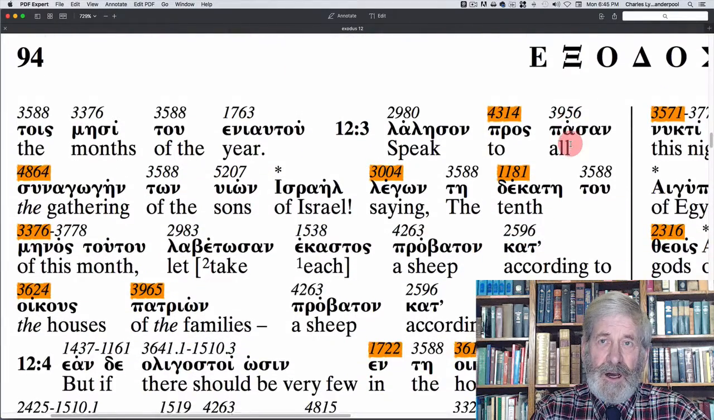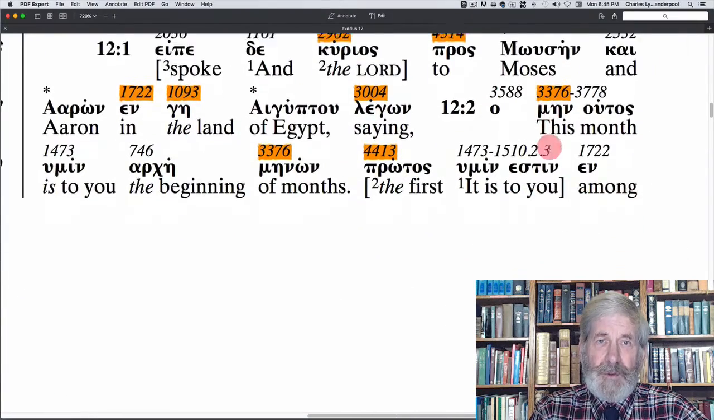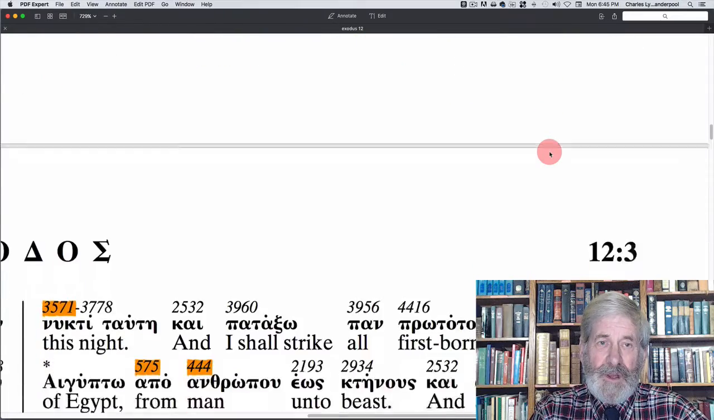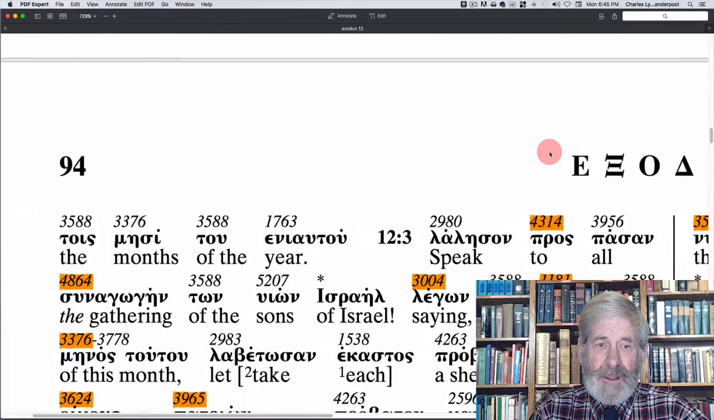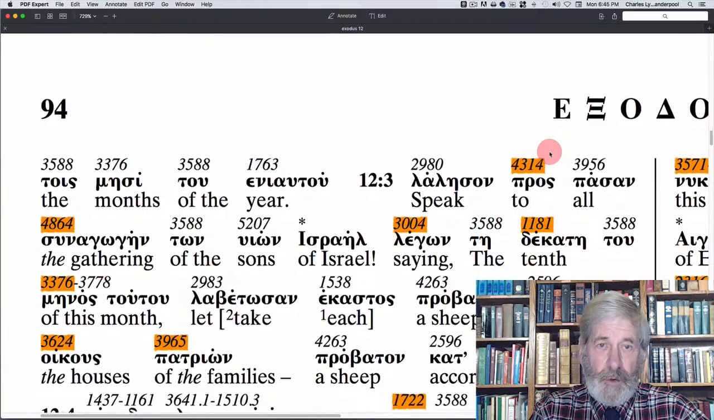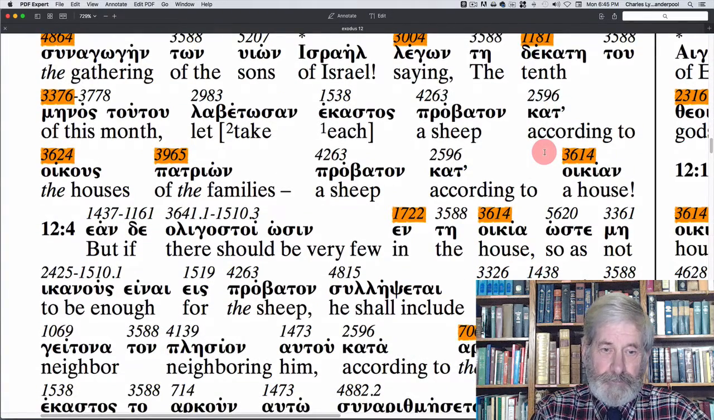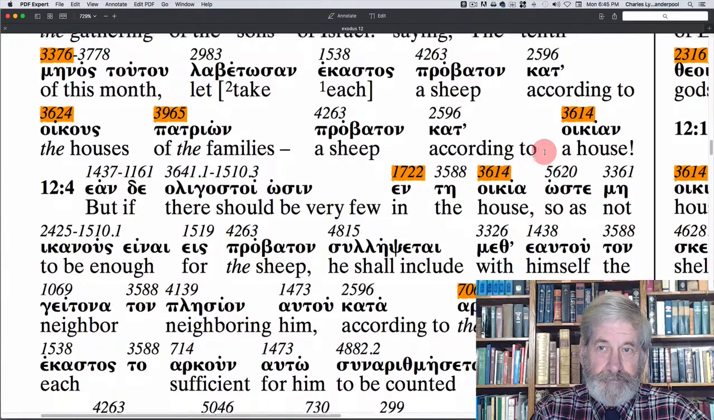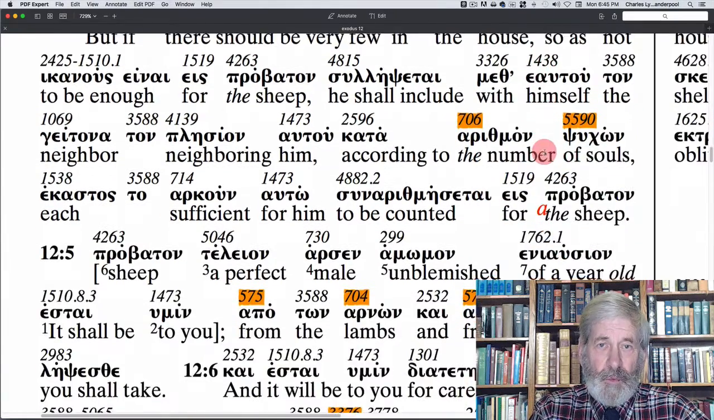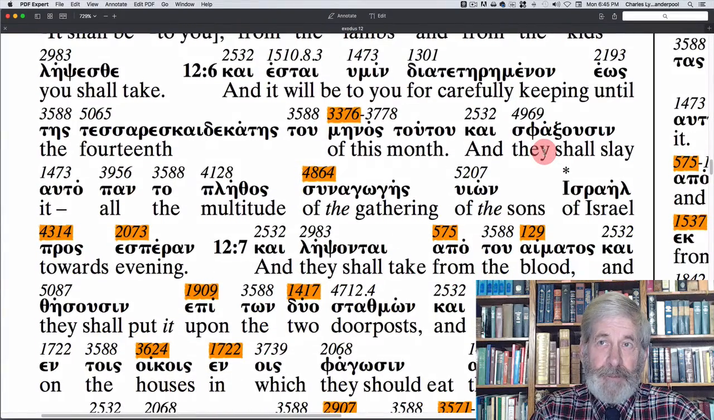So now, in verse 2, go back up to 2. This month is to beginning of the months. It is to you, and it's the first law of the Passover, and this is what it's all talking about here: the Pascha, and how many people. The Passover was a ritual that the Jews took and kept. And it says, and it will be to you for carefully keeping until the 14th of this month.